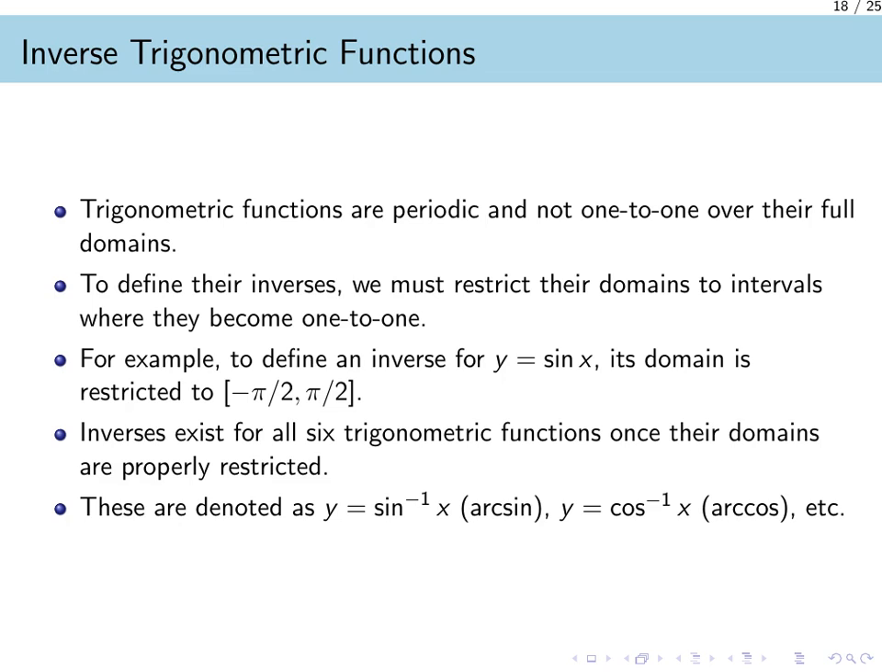exist. This same restriction process works for all 6 trigonometric functions, giving us their inverses. We denote these new functions with names like arcsine of x or arccosine of x. It is important to remember that the superscript -1 in this notation means inverse and does not mean the reciprocal. By restricting their domains, we can define a valid inverse for each trigonometric function.